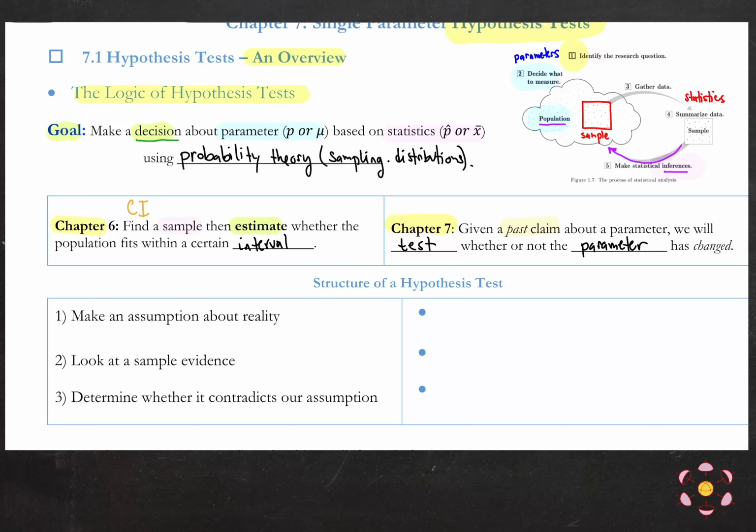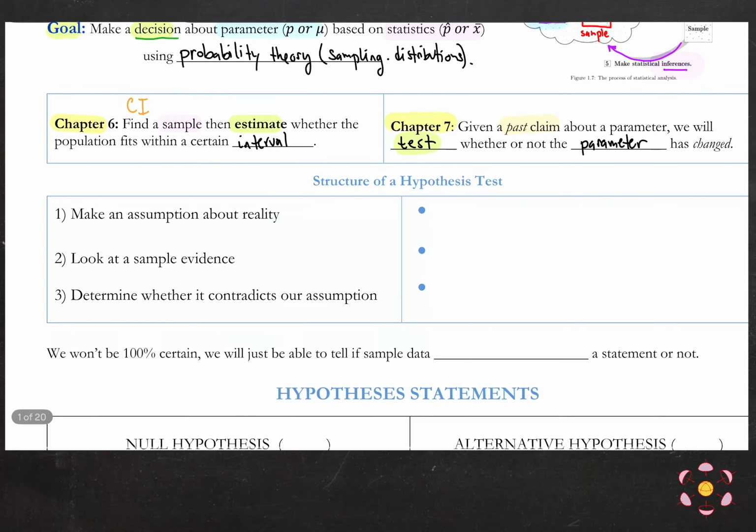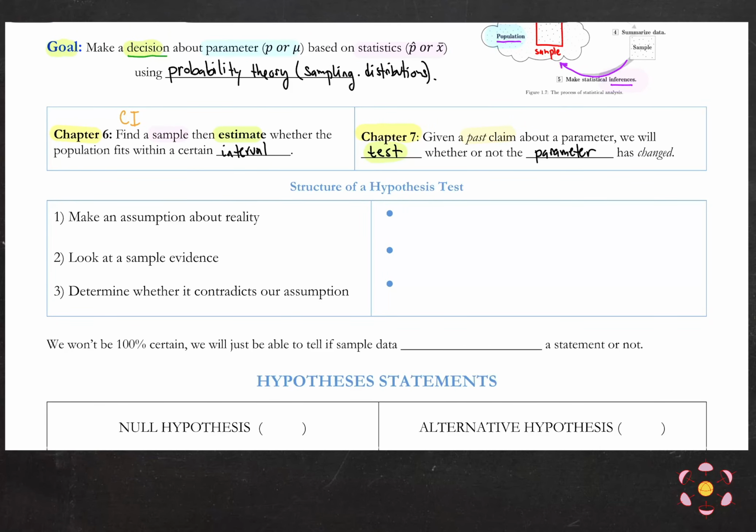Okay, so we've got past information about the parameter, and we're going to test whether... So this is kind of the key word here, and this is why we call them hypothesis tests. Okay, so here's the structure. There's 3 basic steps to a hypothesis test. Number 1, we make an assumption about reality.